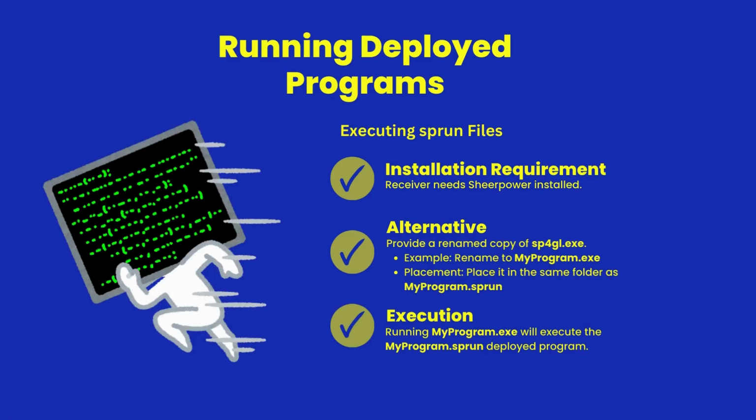Let's explore how to execute sprun files. To run a sprun file, the receiver needs to have Sheerpower installed. Alternatively, you can provide them with a renamed copy of the sp4gl.exe file. For example, you can rename sp4gl.exe to myprogram.exe. Then, place this renamed file in the same folder as myprogram.sprun. When the receiver runs myprogram.exe, it will execute the myprogram.sprun deployed program. This method ensures that the program runs smoothly without requiring additional setup from the user.